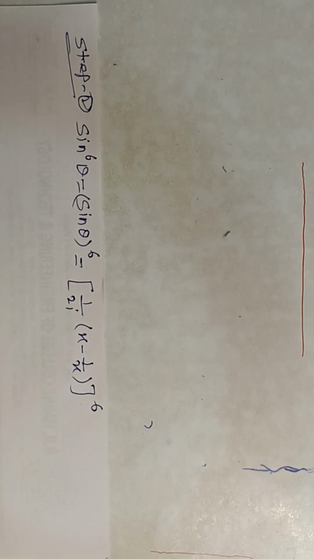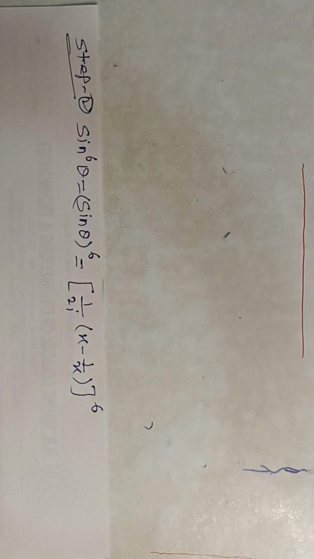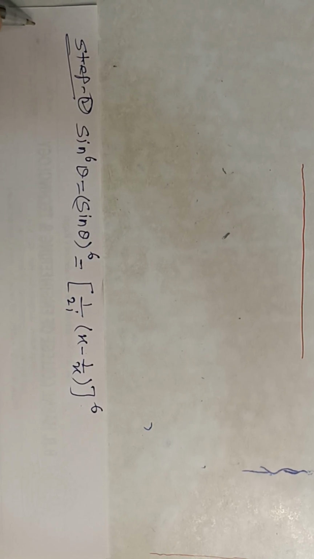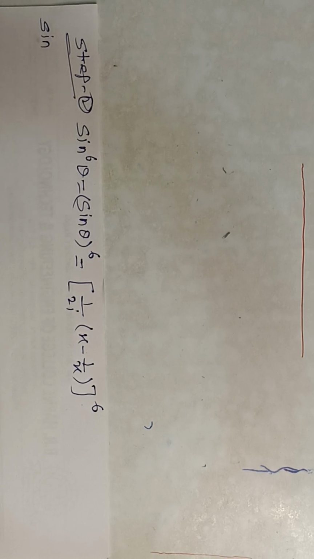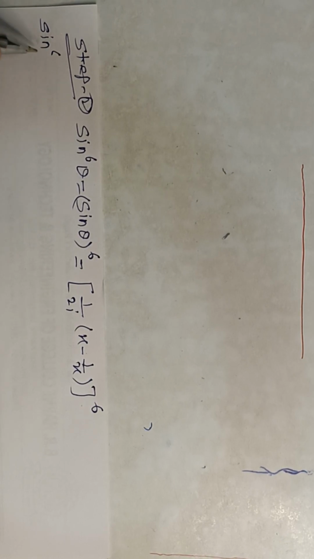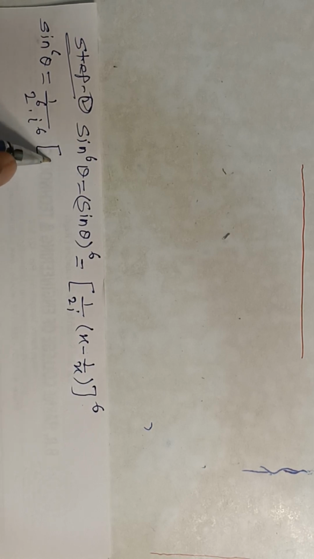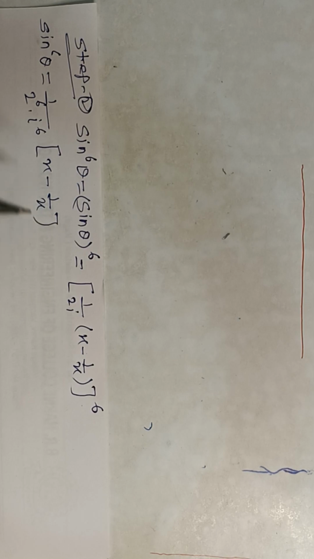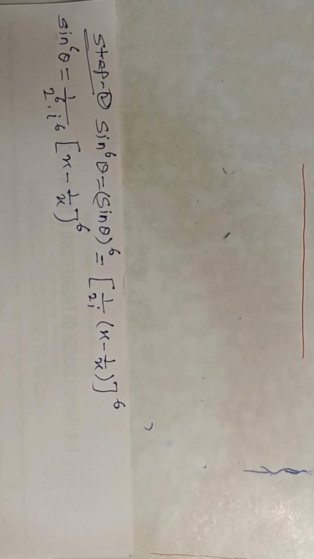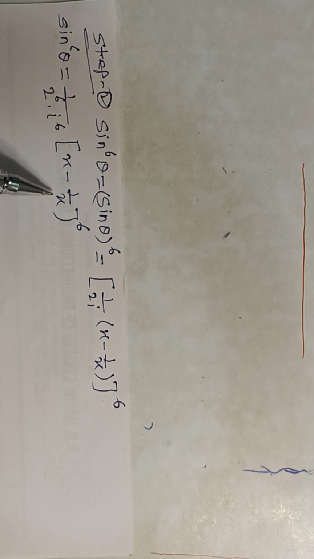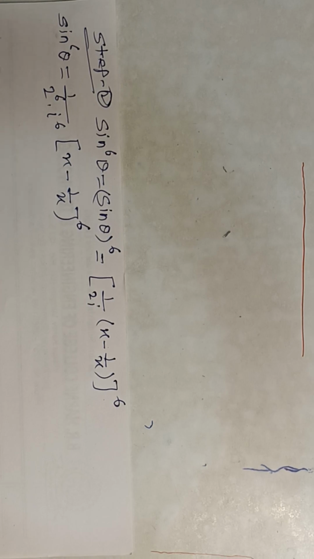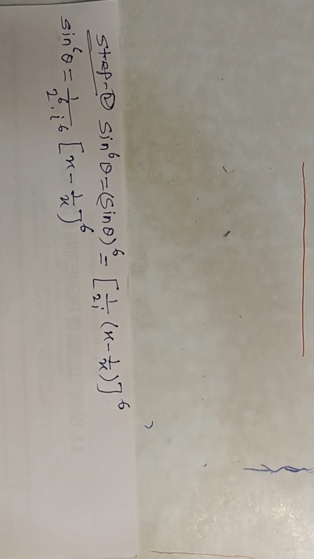Expansion will be the same as the previous, the sixth power of cos theta. So the sixth power of sin theta, we can write as 1 upon 2 to the power 6 into i to the power 6 into bracket x minus 1 upon x to the power 6. Now try to understand, there is a minus sign between these two terms and the power is with a plus sign. So the expansion contains alternate plus minus signs. Means first term positive, second term negative, third term positive, fourth term negative, like that.